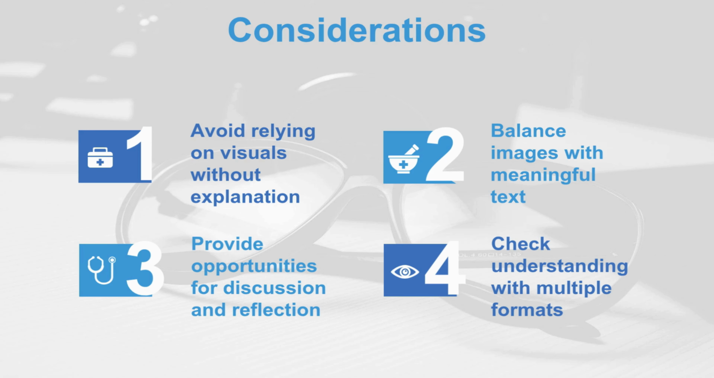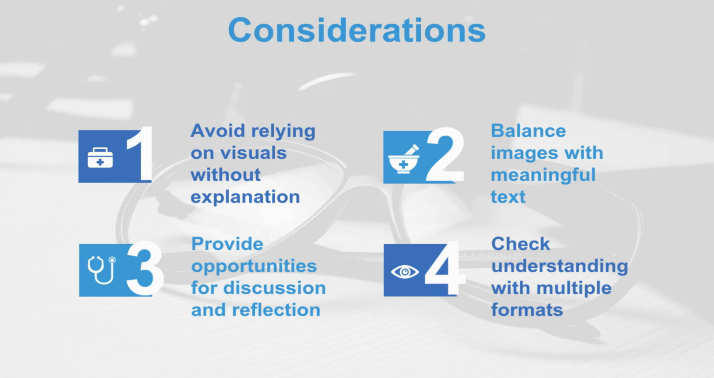So some considerations in the classroom. As an educator, we want to avoid relying on visuals without explanation. The visual nonverbal learner, like we talked about in the previous video, is the person you can put up the images for and they're good to go. The visual verbal learner needs a combination. They want to have the visual as well as the explanation, right? Also, you want to balance images with meaningful text.